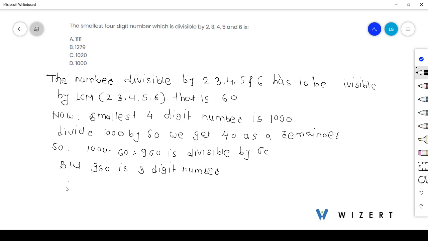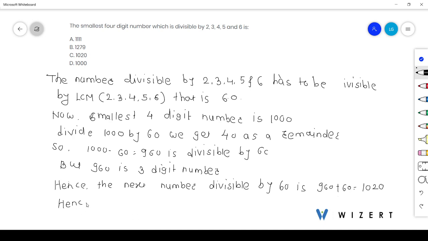Hence, the next number divisible by 60 is 960 plus 60, that is 1020.